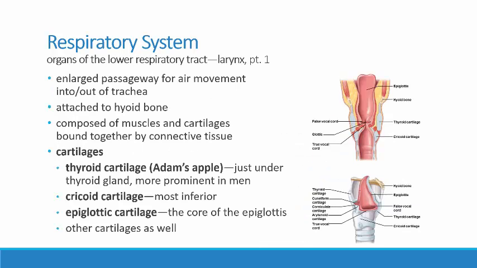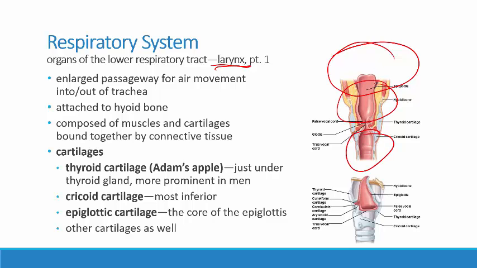The larynx is the enlarged passageway for air movement into and out of the trachea. So we're looking at it here from the anterior. Here's the pharynx. Here is the larynx, and this is the laryngopharynx. It's attached to the hyoid bone, so you can see little bits of the hyoid bone here. Remember, that's that horseshoe that circles around.